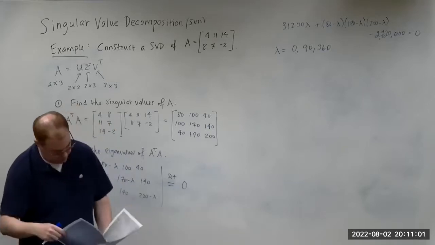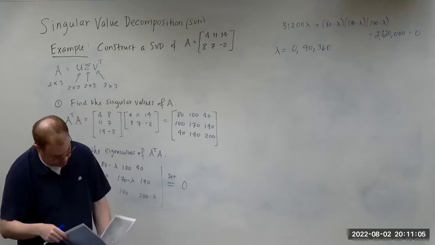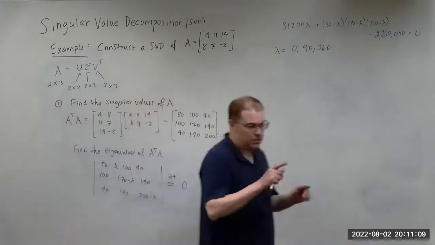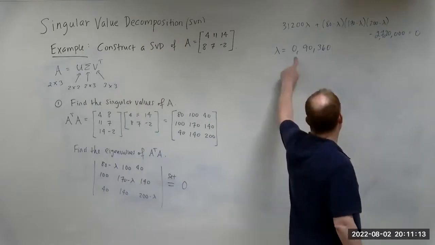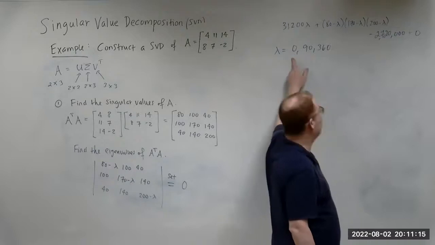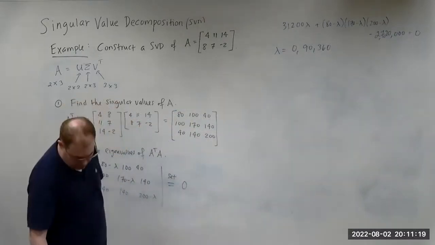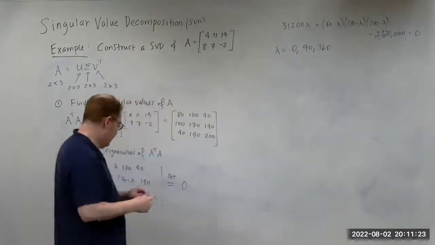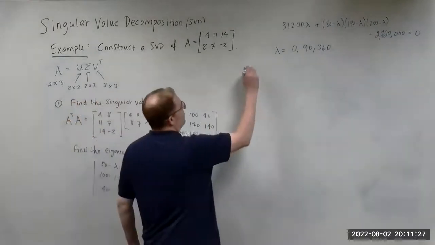So, okay. Let's see here. All right. So again, in our construction of sigma, we're not going to use zero, but we do need to get the corresponding eigenvectors from zero. So let's start with zero here. That's going to be our next step, is to find the eigenvectors.